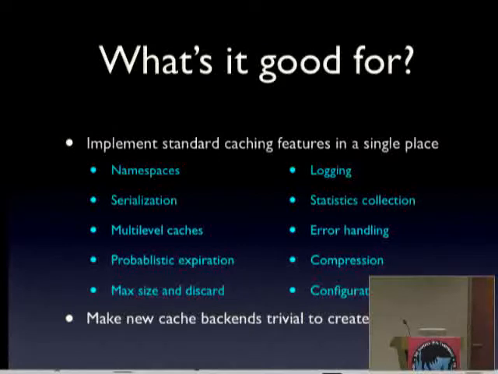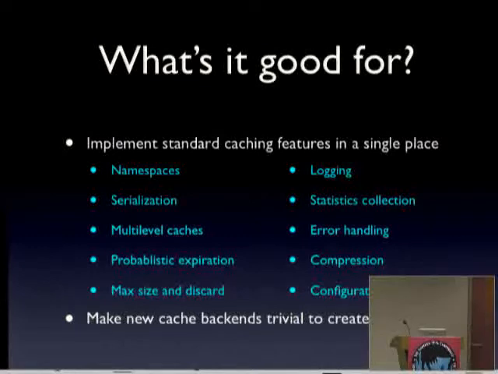Max size and discard, so having a certain size for your cache and then choosing how to discard items. Logging and statistics collection, so to see how your different caches are doing and whether you should stop caching altogether because it's more trouble than it's worth. And then whether to compress values, centralized configuration, all these things. It's silly to implement all of these in all of these separate cache modules. It makes sense to put them in one place.